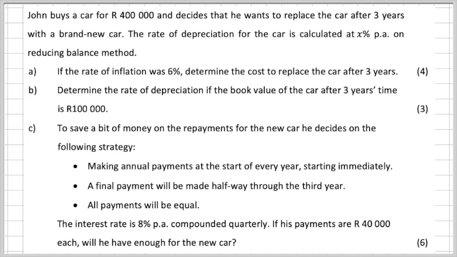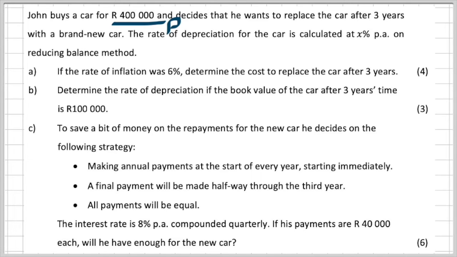Now, John buys a car for $400,000. And he decides that he wants to replace the car after 3 years with a brand new car. The rate of depreciation for this car is calculated at X% per annum on reducing balance. You go and try number or letter A and B.